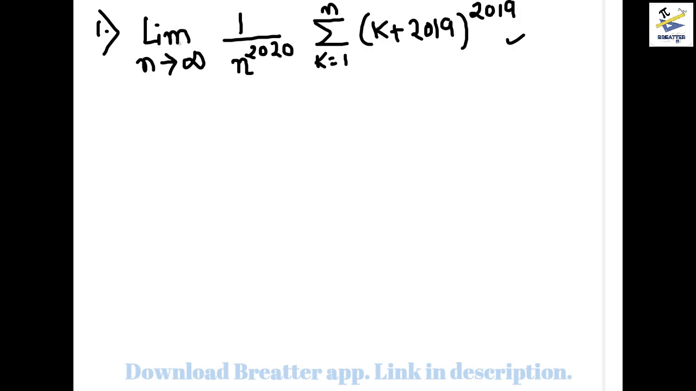The problem on screen is the limit as n tends to infinity of 1 upon n to the power 2020, summation k equals 1 to n of (k plus 2019) to the power 2019. So this is our problem. Now we need to solve it, but this kind of problem generally has no obvious way to solve it, because it looks so massive that if it comes in an examination, people just become baffled by it, and they lose a lot of time.